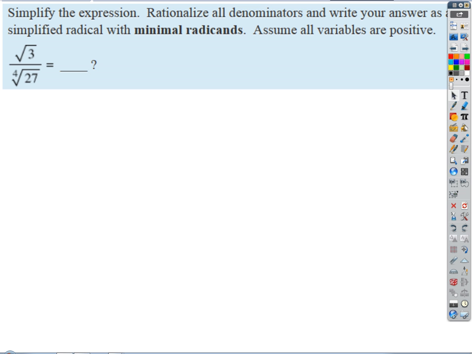Okay, what's different about this one? It's only square. Ah, okay, yeah.